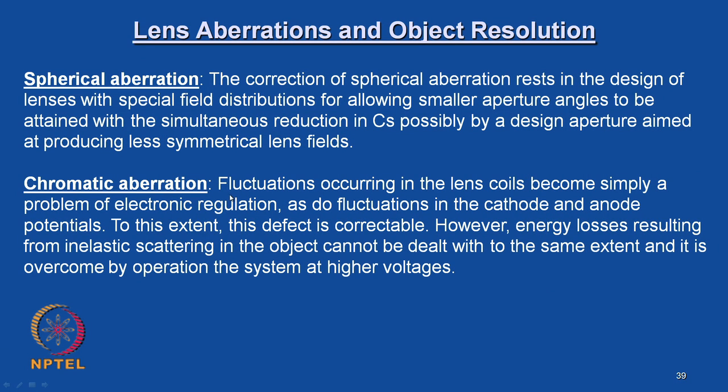And chromatic aberration, which is caused by the fluctuations occurring in the lens coils, becomes simply a problem of electronic regulation, as do fluctuations in the cathode and anode potentials. To this extent, this defect is correctable. However, the energy losses resulting from the inelastic scattering in the object cannot be dealt with to the same extent, and this is overcome by operating the system at higher voltages.